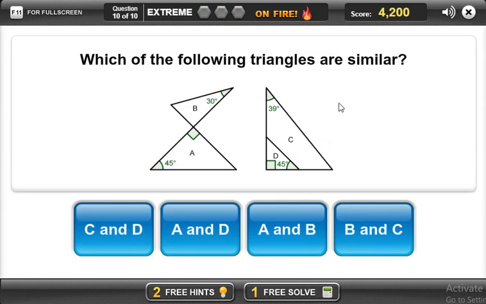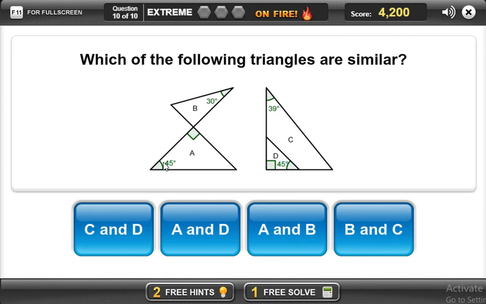Which of the following triangles are similar? 45 here. When you've got a right angled triangle, the other two angles have to add up to 90, so this would be 45 as well to make 90. It certainly doesn't match this 39 over here. Neither does it match this 30 over here.